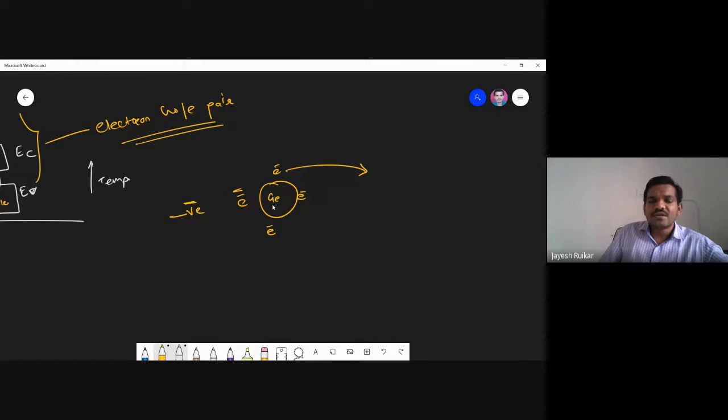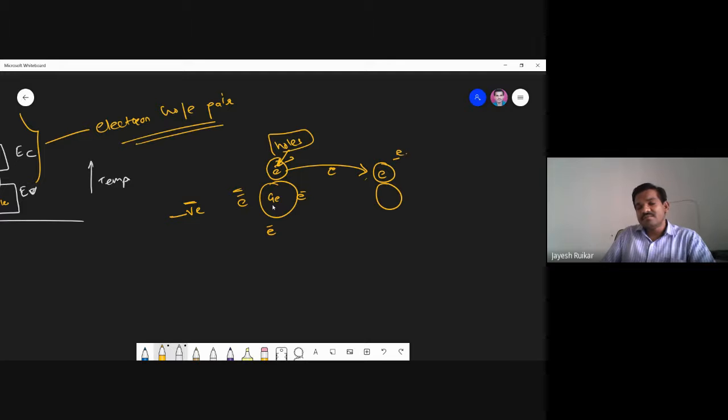If this electron starts moving towards this side, a hole will be created here. Then the electron moves towards the other atoms, and they become negatively charged. So holes and electrons start to be created because of these potentials.